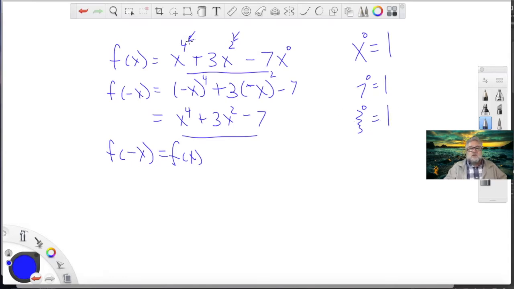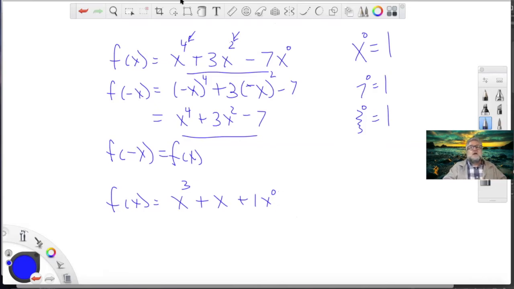So notice even power, even power, even power. If I have f of x equals x cubed plus x to the first plus 1, well, this is x cubed, odd, x to the first, odd, 1 times x to the 0, even. This is going to be neither even nor odd. That make sense?